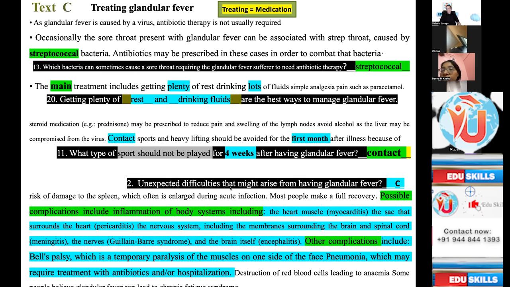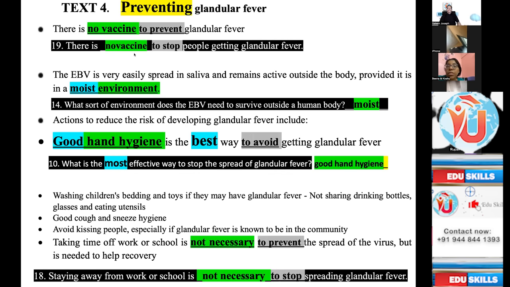And this is unexpected difficulties that might arise from having glandular fever. Unexpected difficulties means complications, already we said, it's under treatment. Now, prevention. Under prevention, you have there is a vaccine to stop people getting glandular fever. Immediately, in the first one, you have a negative expression. Then, moist environment, you have an adjective. What sort of environment? And what is the most effective way to stop the spread of glandular fever? Good hand hygiene is the best, most effective, best way to avoid. Avoid, to stop is the synonymous. To avoid, not necessary to prevent.